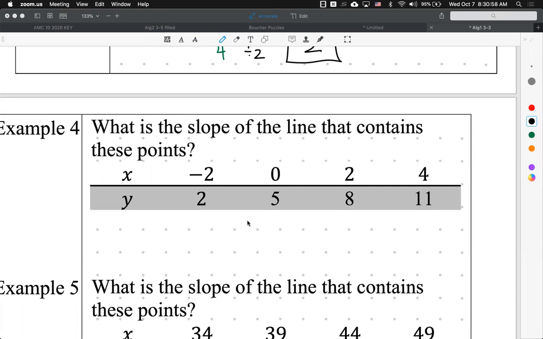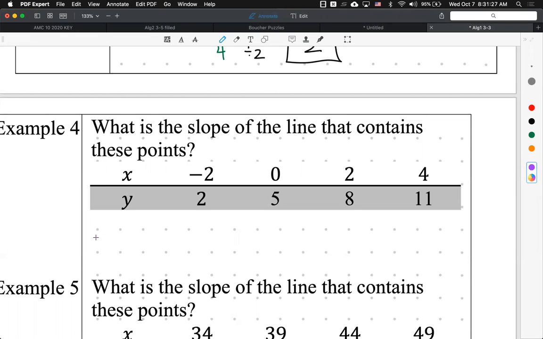All right, so I'm trying to find the slope of the line that contains these points. This is an even easier problem, in my opinion, because you can choose any points that you want. Before, you had 2 points. Now you can choose any points you want. I can do 0, 5, and 4, 11 if I want. I can do 0, 5, and 2, 8. You get to choose whichever 2 points you want, and then use the same formula again.